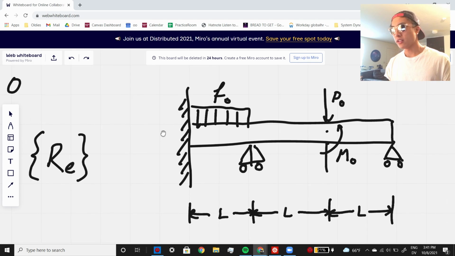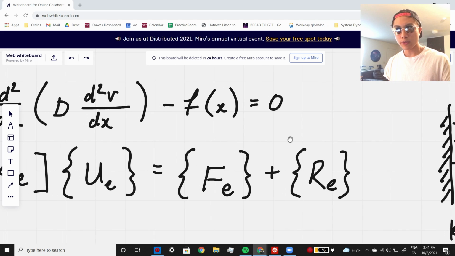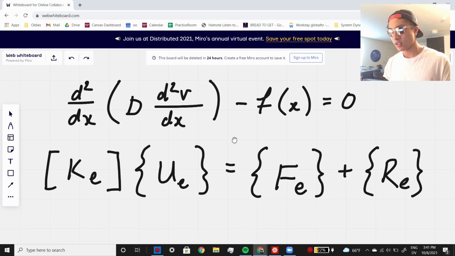So that's the entire idea. We're looking for displacements. And if we know the displacements, we can also find other things such as the forces or shear forces and moments on the beam.